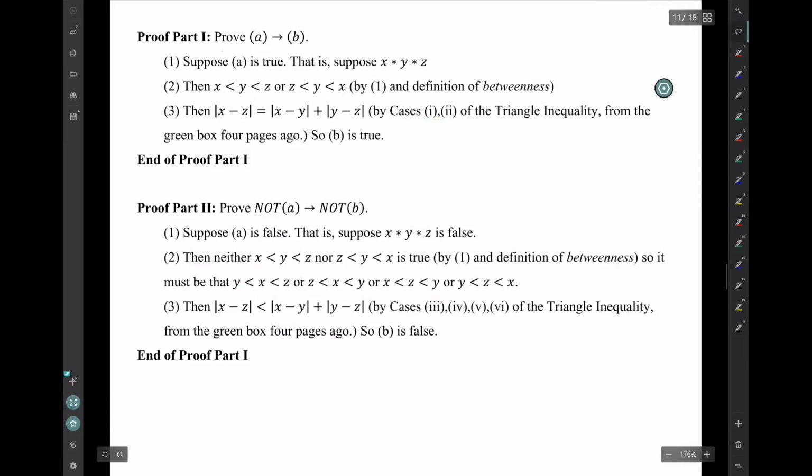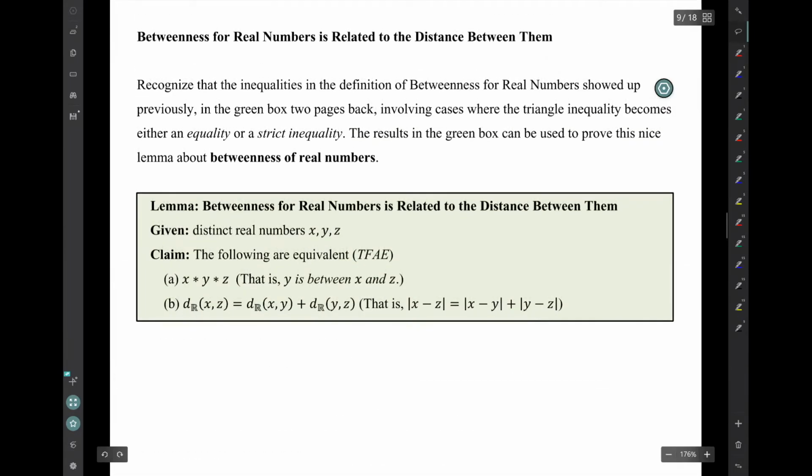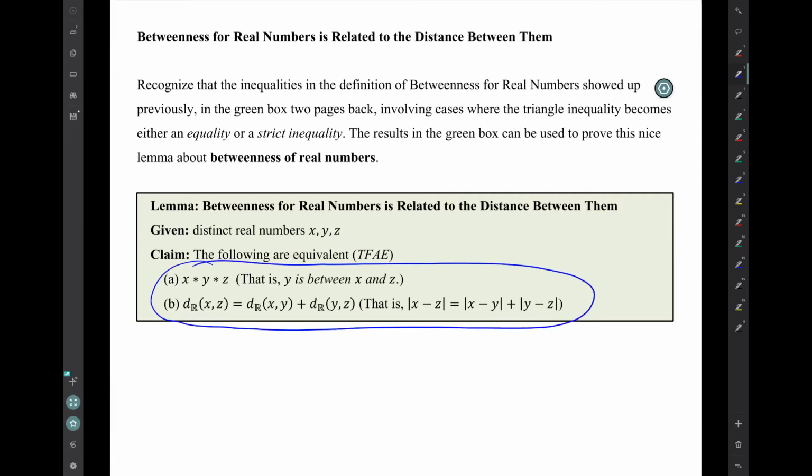So there's our proof. We prove that if A is true, then B is true, and then we prove that if A is false, then B is false. So again, we prove these statements are equivalent. We didn't prove that either one of them is true. We just proved that if one of them is true, then the other is true. If one of them is false, then the other is false.